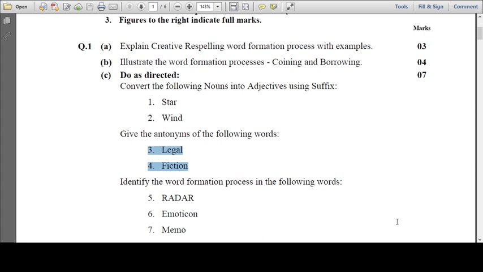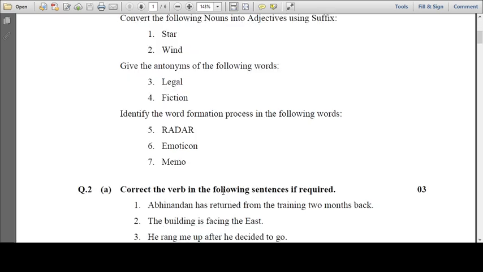Yeah, truth. Somebody is saying non-fiction. Yeah, your answer is right. Non-fiction, and you can say illegal. Both answers are right. Now you just move forward to the next.